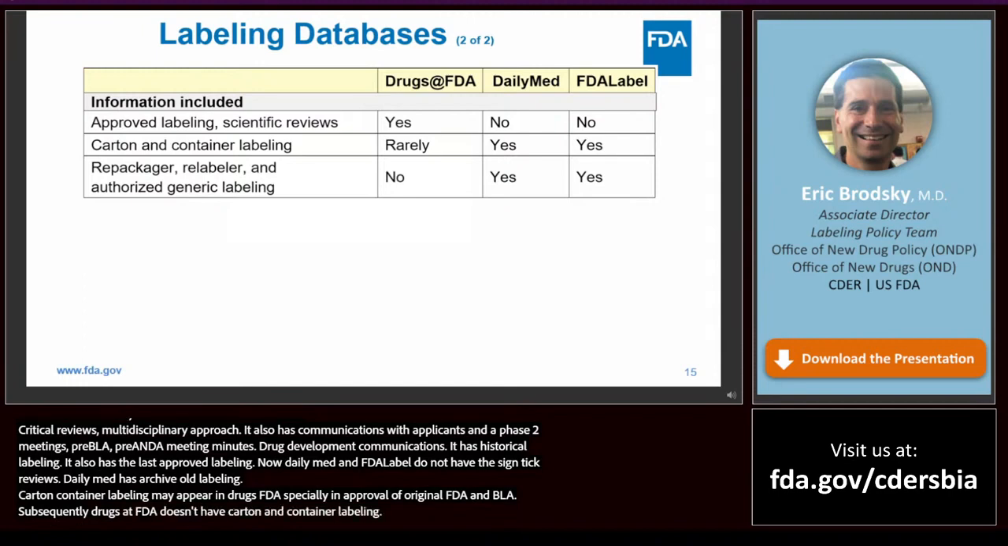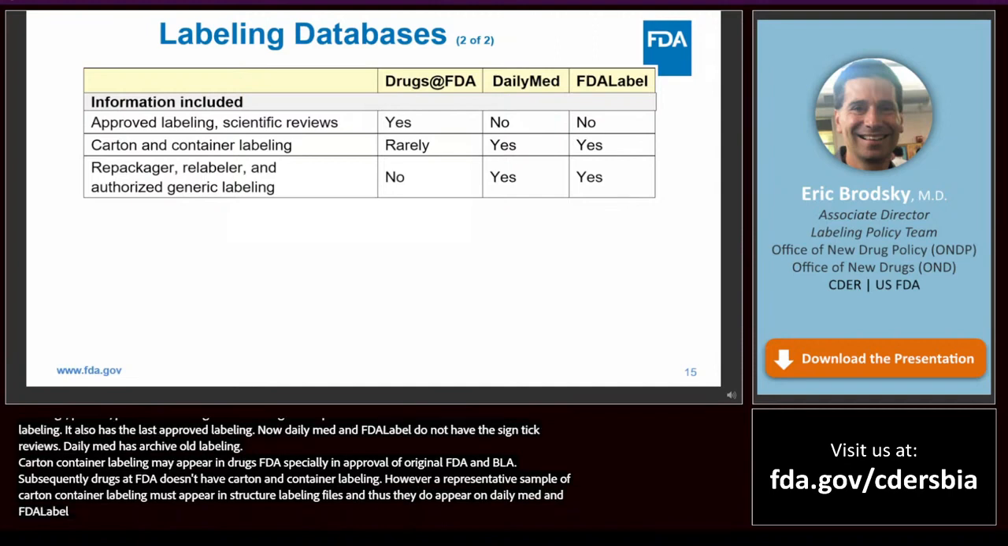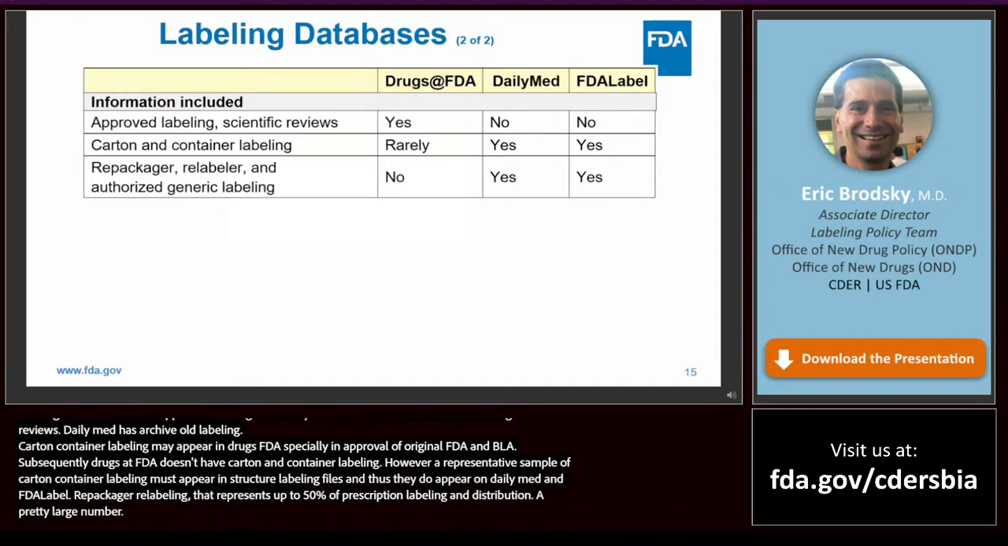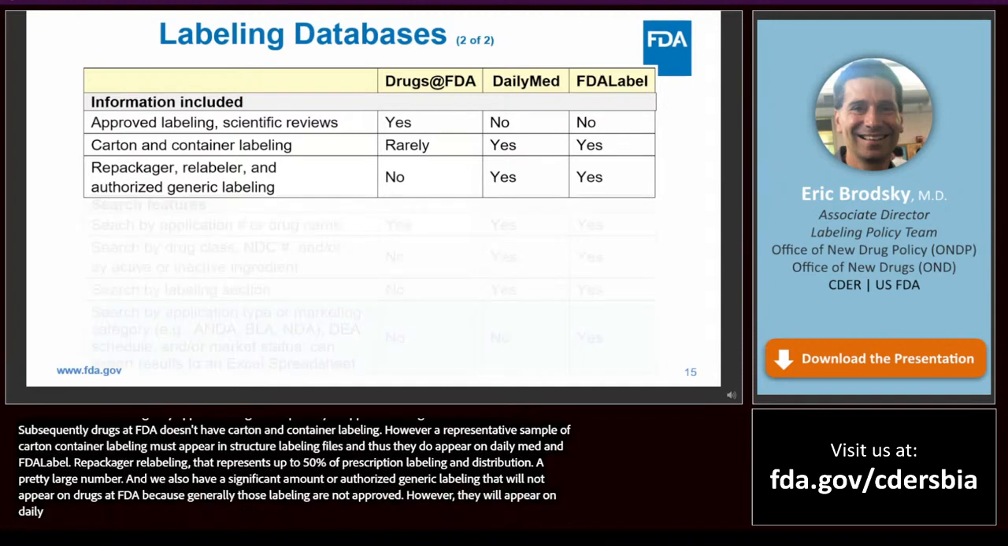However, a representative sample of carton container labeling must appear in structured product labeling files, and thus they do appear on DailyMed and FDALabel. Repackager relabeling, that represents up to 50% of prescription labeling and distribution, a pretty large number. And we also have a significant amount of authorized generic labeling. That will not appear on Drugs@FDA because generally those labeling are not approved. However, they will appear on DailyMed and FDALabel.